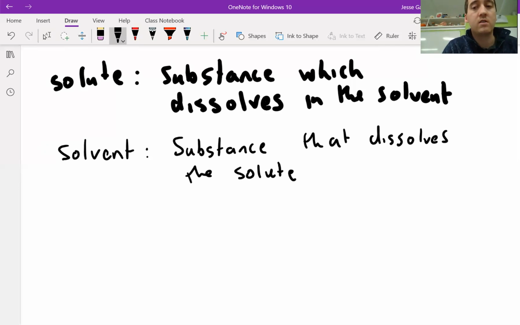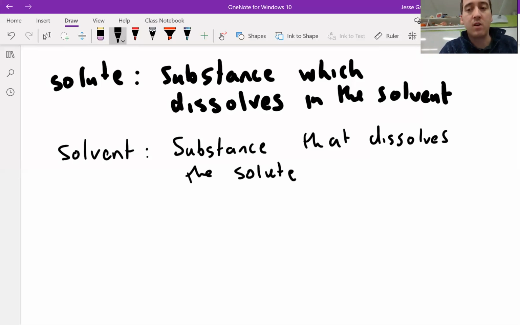but not always. Solutes can be gases. For example, oxygen is a colorless gas. It can dissolve in water. This is really important because it's the reason why fish can live underwater. They can breathe the oxygen, which is dissolved into the water through their gills. They don't have lungs like humans do. They breathe through gills, but there has to be oxygen dissolved in the water for this to happen.